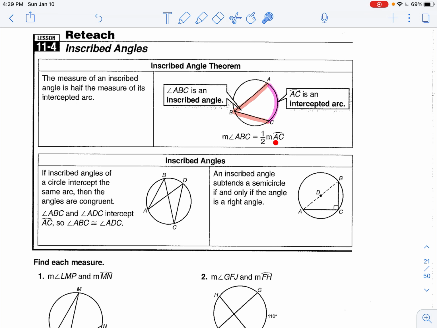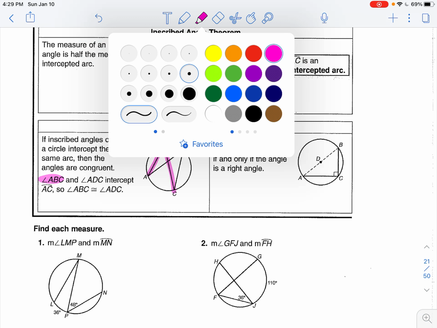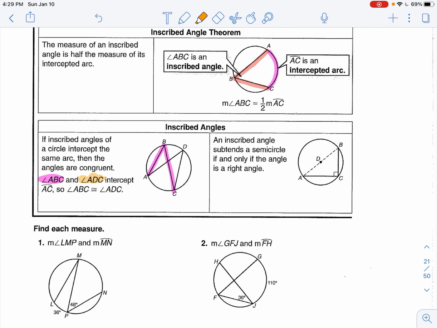So the theorem states that the angle is equal to half of the arc. If inscribed angles of a circle intercept the same arc, then the angles are congruent. Let me show you. Angle ABC and angle ADC intercept the same arc, arc AC. So we know that the angles are congruent. This angle is congruent to this angle.